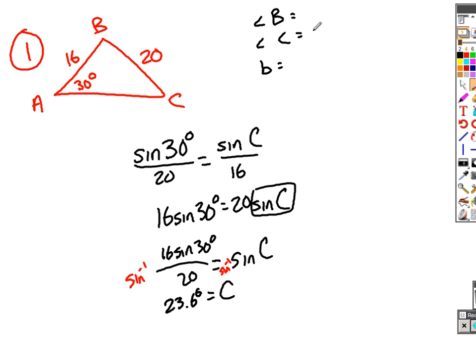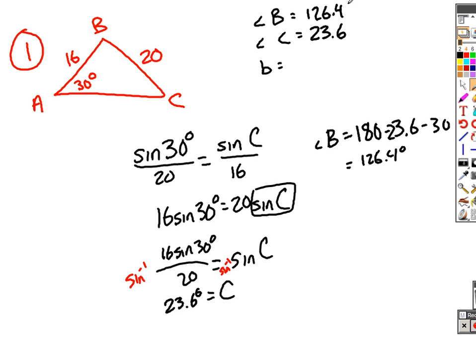So angle C, 23.6. From there, I can immediately find that angle B must just be whatever's left in the triangle. So I already have 30, I already have 23.6. So minus 23.6 and minus 30. So angle B here is going to be 126.4 degrees. From there, find side b is the only thing left.